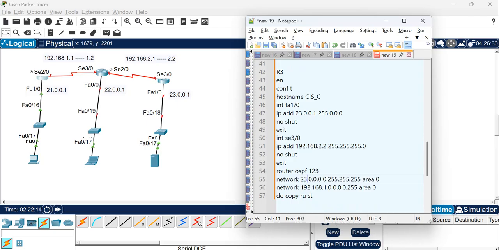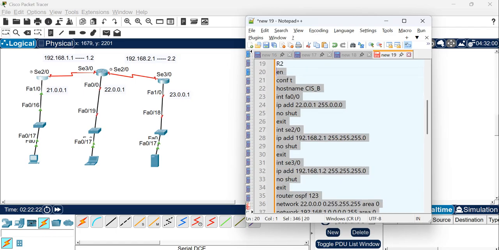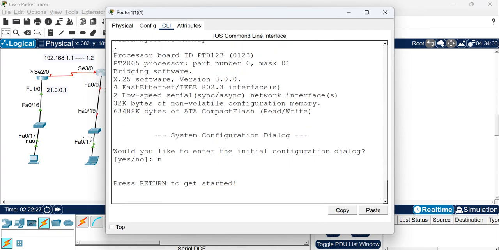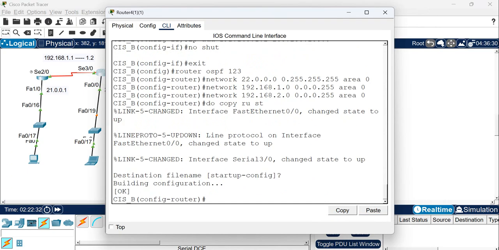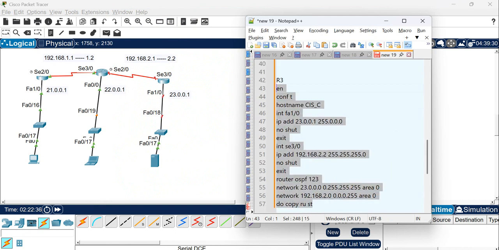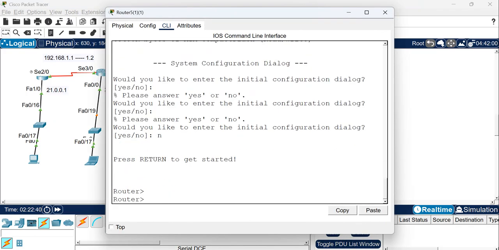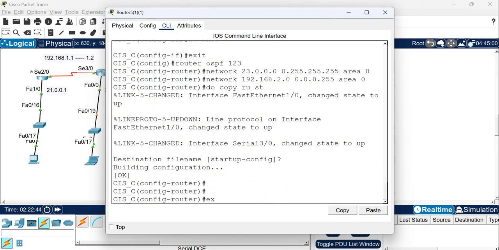So which networks are physically connected to this router? Is 21 there? No, I have 23. And do I have 1.0? No, it is 192.168.2.0. Clear? Now let me copy and apply this on the second router. So initial configuration, no, enable, paste, it is done, saved. Then I take the third router configuration, copy, no, enable, paste, done.